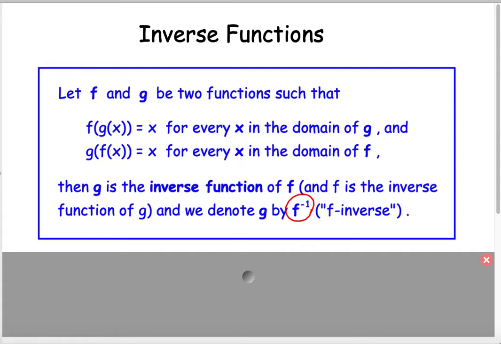And I don't want you to think of that as f to the negative first power. Don't think of it like a number. 5 to the negative first power means 1 over 5. F -1 does not mean 1 over f. Okay? Not. So it depends on the context of the problem. When you see that little -1, if it's a function, that's referring to the inverse function.